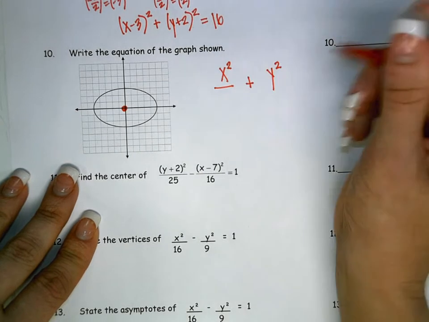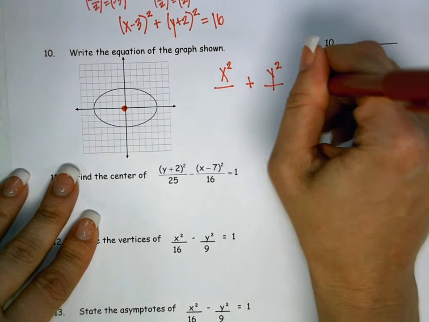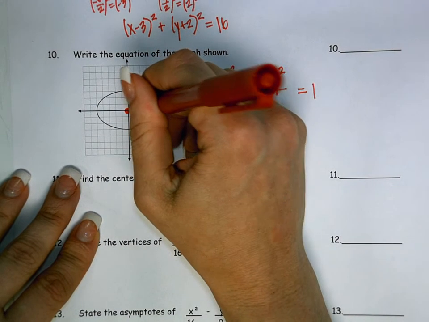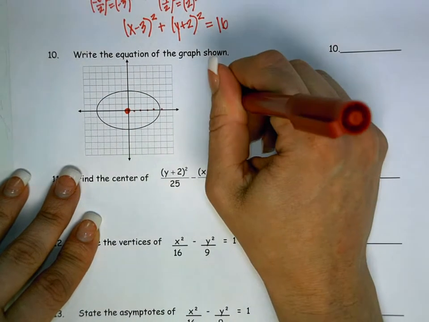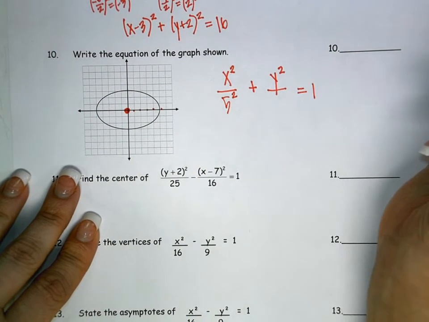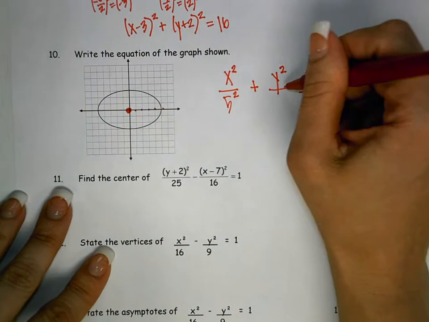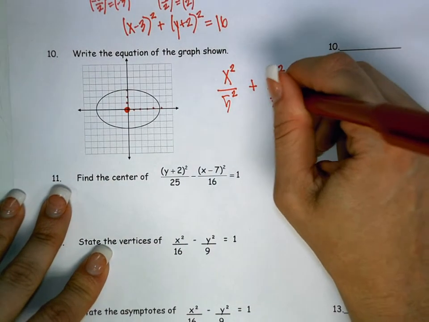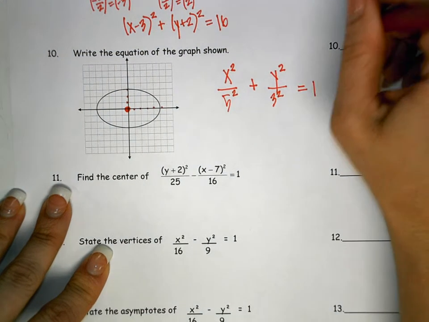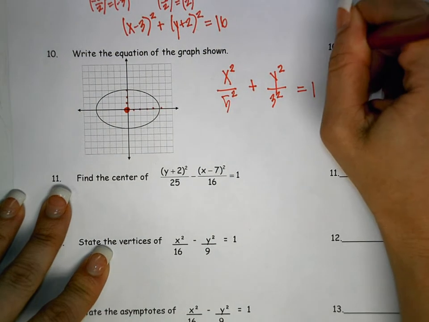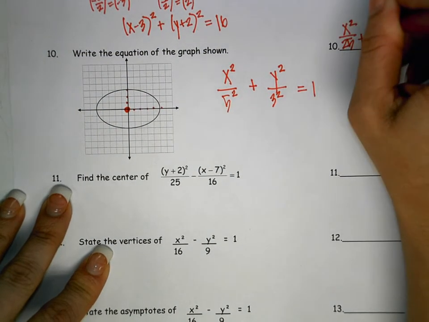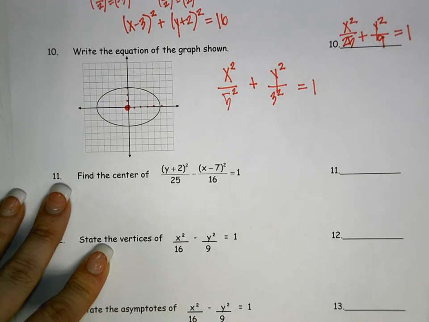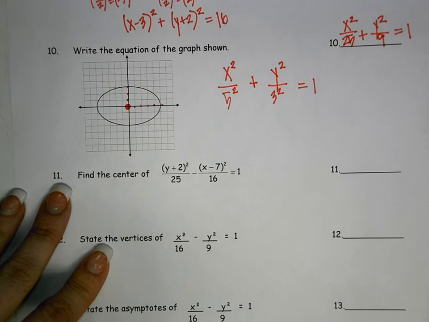Then in the denominator, you're going to figure out how far away for the x part do you move. So you move over 1, 2, 3, 4, 5. So this is going to be 5 squared, and you'll simplify that in just a second. The y's up and down from the center, you move 3. So 3 squared. So the equation of the graph is actually x squared over 25 plus y squared over 9 equals 1. That's the equation of your graph.